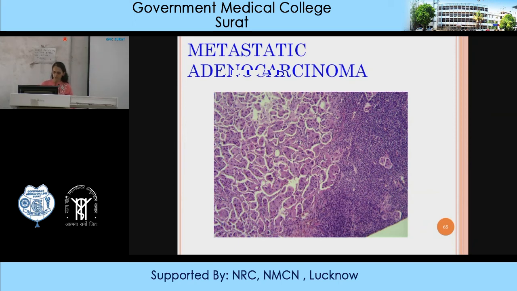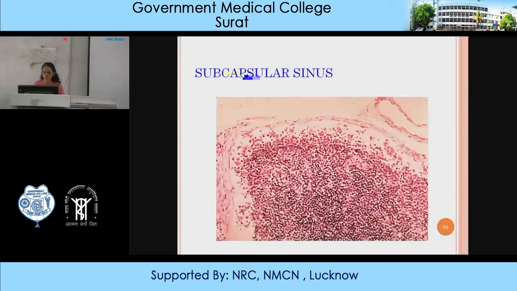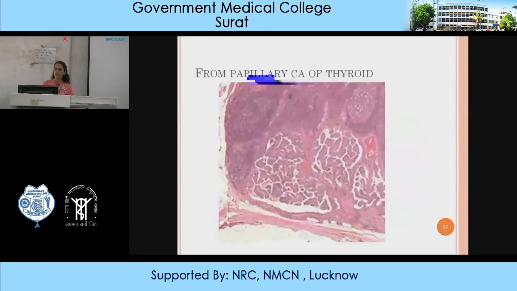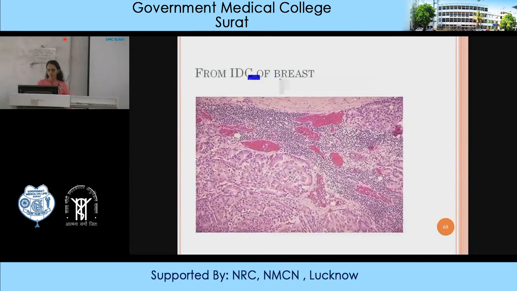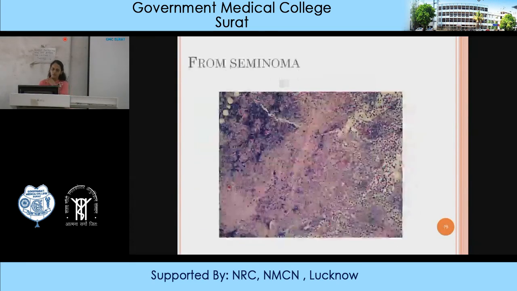It's adenocarcinoma. Subcapsular sinus, again a very beautiful picture, like the upper portion that shows the normal structure of node, and the lower portion, which is a subcapsular area, that shows papillary structure, and it's a metastasis from papillary carcinoma of thyroid. It's an IDC from breast. Again, breast is a different picture.